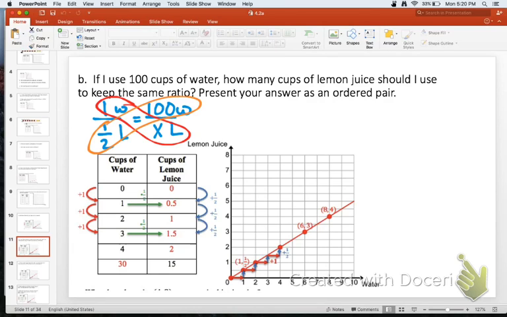Another method that we had was using our unit rate amount to help us solve for it. If we go below it, we would write 100 water. We would times it by 1/2, and we get out our other pair. So take a moment and use your calculators to find out how much lemon juice we would need.